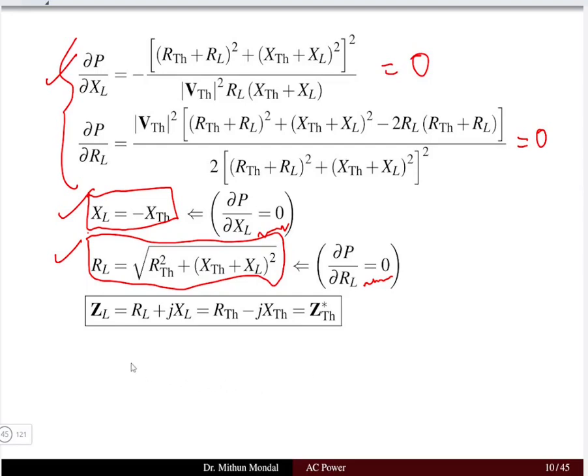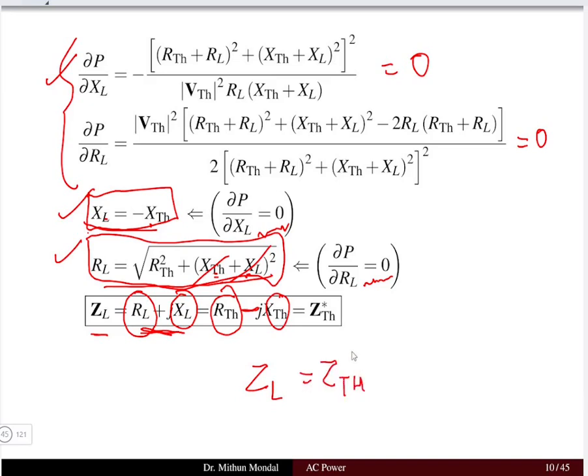And then finally, the load impedance ZL is written in the form RL plus jXL. Here you see we have XL plus X Thevenin, so XL equal to minus X Thevenin means they cancel each other out. Then the load resistance RL is equal to R Thevenin and XL is equal to minus X Thevenin. It means finally that the load impedance should be equal to the conjugate of the Thevenin impedance.